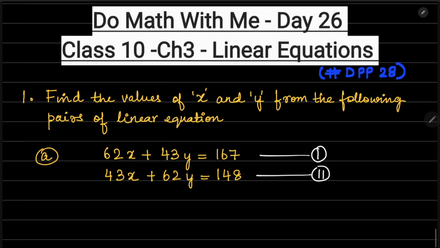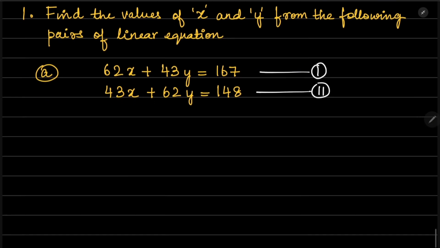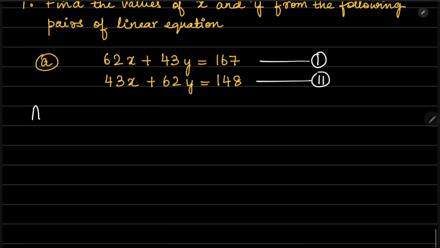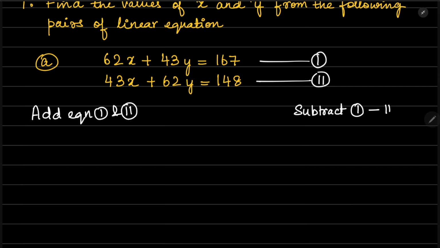So what do you observe immediately as soon as you see this pair of equations? You see the coefficient of x in the first equation is the same as the coefficient of y in the second equation, and the coefficient of y in the first equation is the same as the coefficient of x in the second one. So whenever the coefficients are interchangeably used, the method to do is, first of all you have to add equation 1 and 2. Okay, that is your first step. And next you have to subtract 1 and 2. You can do equation 1 minus equation 2.